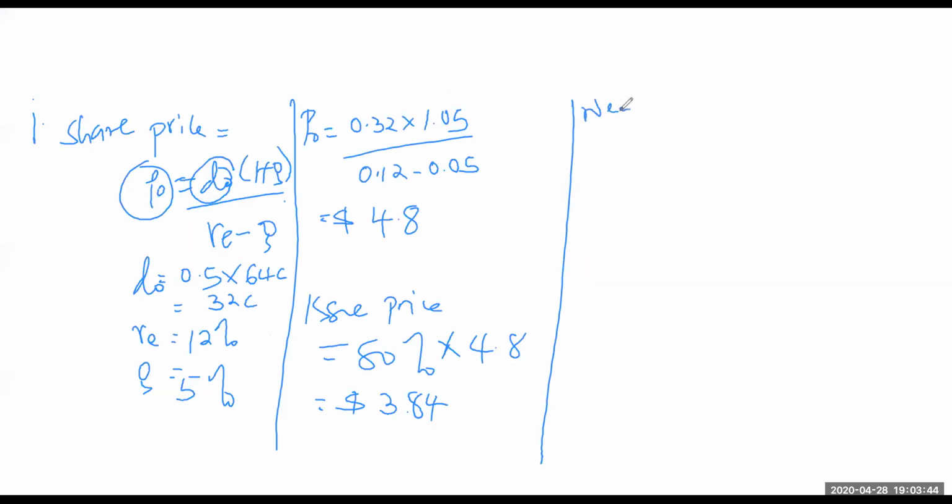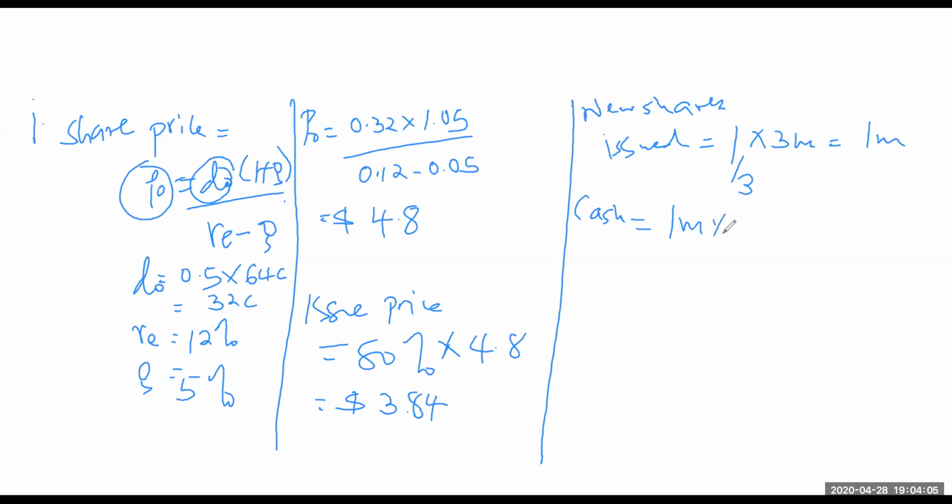Therefore, new shares are issued. It's a 1 for 3, and this company has 3 million shares. Therefore, the new shares to be issued is going to be 1 million. Therefore, the cash to be raised will be equal to the 1 million shares that are going to be taken up.